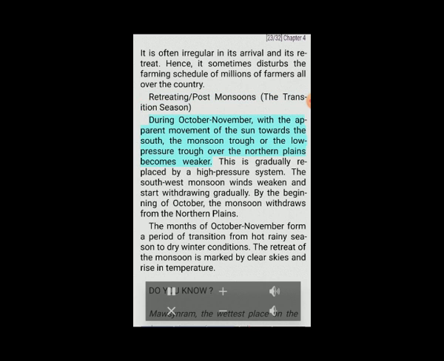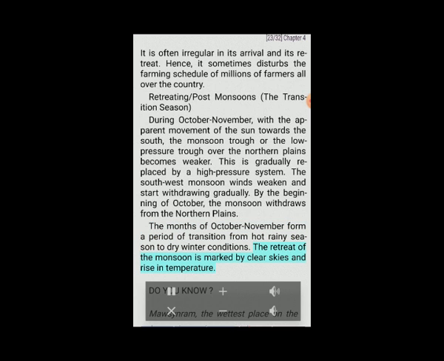During October-November, with the apparent movement of the sun towards the south, the monsoon trough or the low-pressure trough over the northern plains becomes weaker. This is gradually replaced by a high-pressure system. The southwest monsoon winds weaken and start withdrawing gradually. By the beginning of October, the monsoon withdraws from the northern plains. The months of October-November form a period of transition from hot rainy season to dry winter conditions.